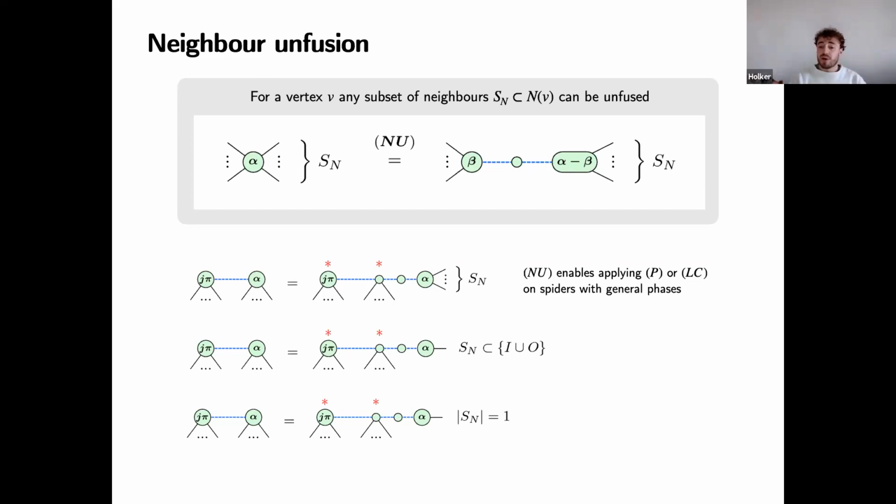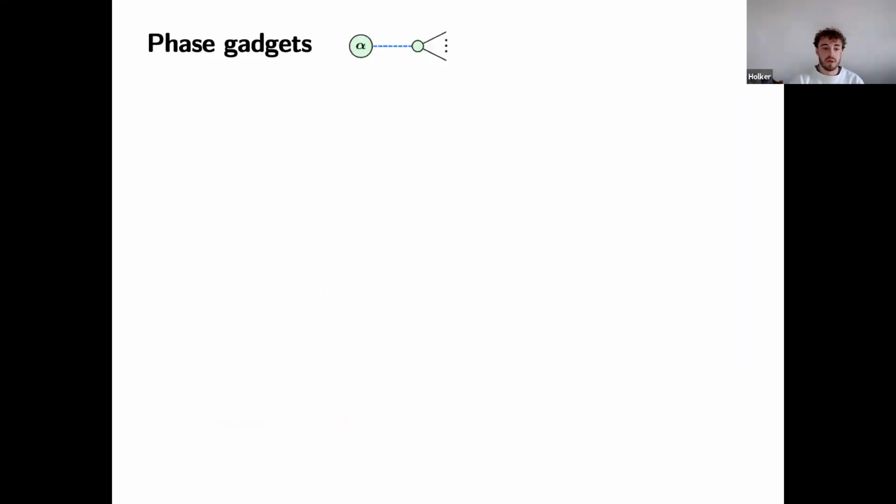But generalizing this to allowing multiple neighbour unfusions is actually incredibly beneficial for two-qubit gate reduction, as I'll show in a second. Another specific example of this is when you unfuse with no neighbours, and this is essentially unfusing into what we call a phase gadget. So a phase gadget is a green spider with an arbitrary phase connected to a spider with zero phase by a single Hadamard edge. And this is done throughout simplifications.